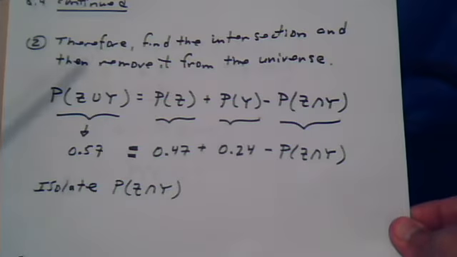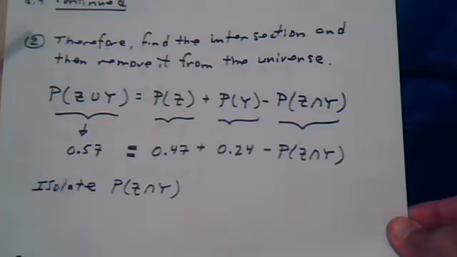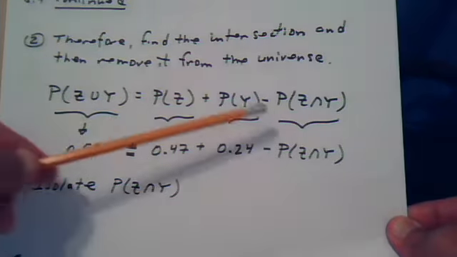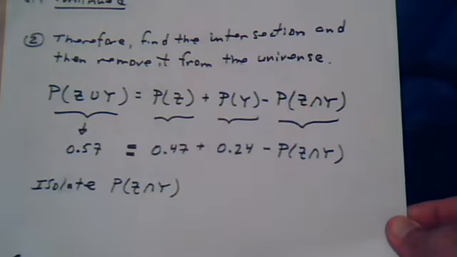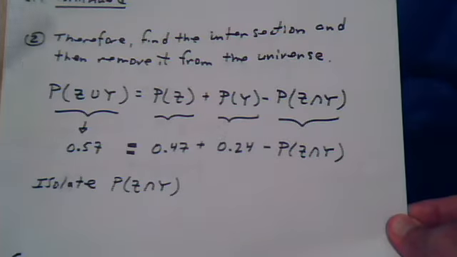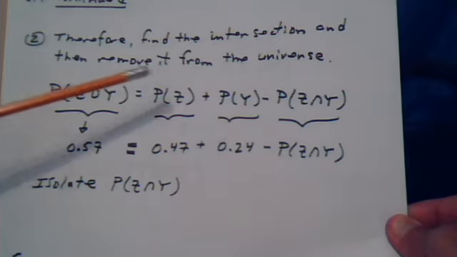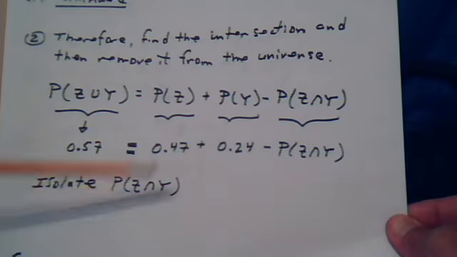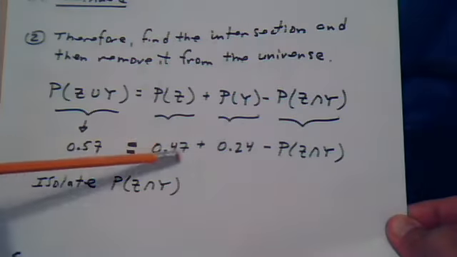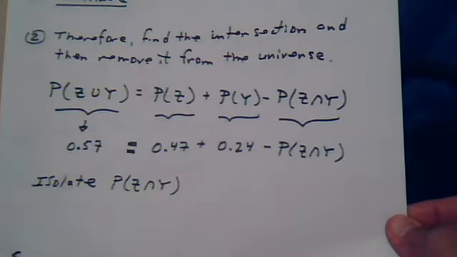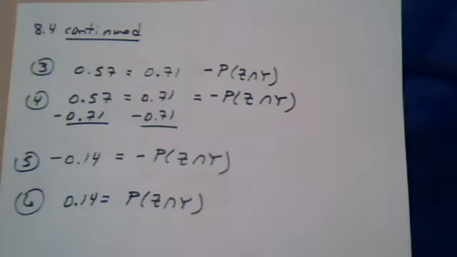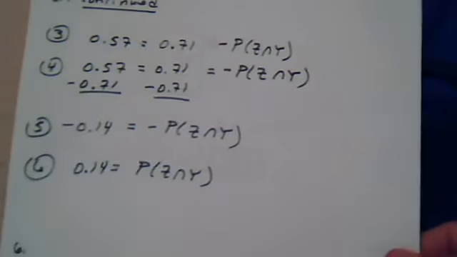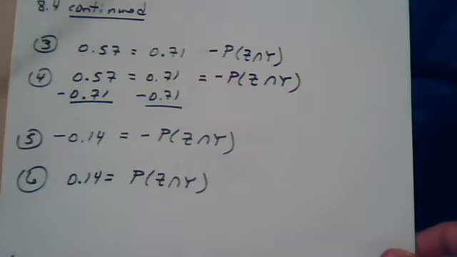So you write this formula down. We need to memorize this formula. And this formula is convenient because it has an intersection place, and we're looking for an intersection. We know this information, they gave it to us. We know this one, we know this one. This is the one we're looking for. So isolate the intersection by moving these numbers, adding them and moving them to the other side. So we're isolating the intersection part.